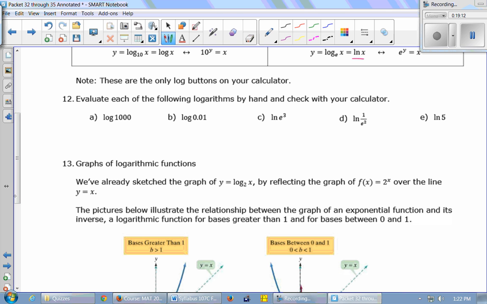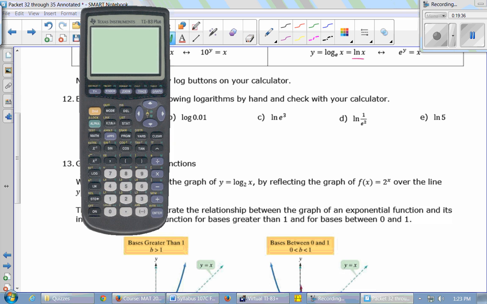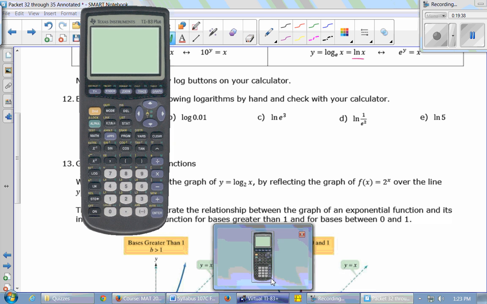All right, so let's see if we can evaluate each of these logarithms by hand, and we could check them with the calculator. Log of 1,000. So there's no base written there, so you assume it's a 10. So my base is 10. What power do I raise 10 to get 1,000? 3. So log of 1,000 equals 3. Right? And we can check on the calculator because we have a log button. We have a log base 10 button.